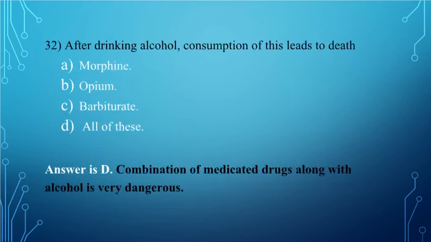32. After drinking alcohol, consumption of this leads to death. Morphine. Opium. Barbiturate. All of these. Answer is D. Combination of medicated drugs along with alcohol is very dangerous.